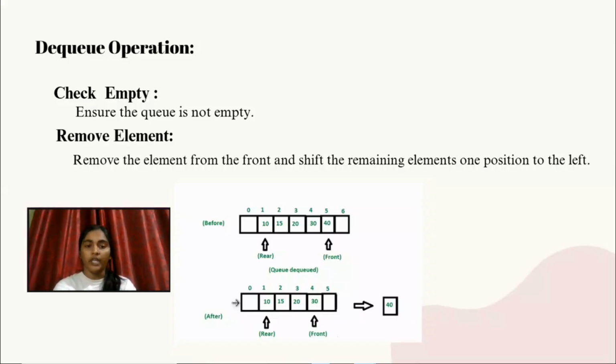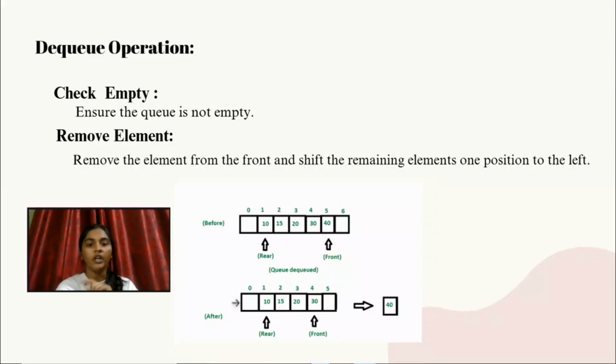Key operations of DQs are insertion, deletion, and other operations like is empty, is full, get front, get rear. For insertion, we use insert front at the front and insert rear at the rear. Deletion is also the same type, from the front and from the rear. Later we have the other operations. Is empty checks whether the DQ is empty or not. Is full checks whether the DQ is full. Get front gets the element from the front, and get rear gets the rear element. There are implementations based on array and linked list.